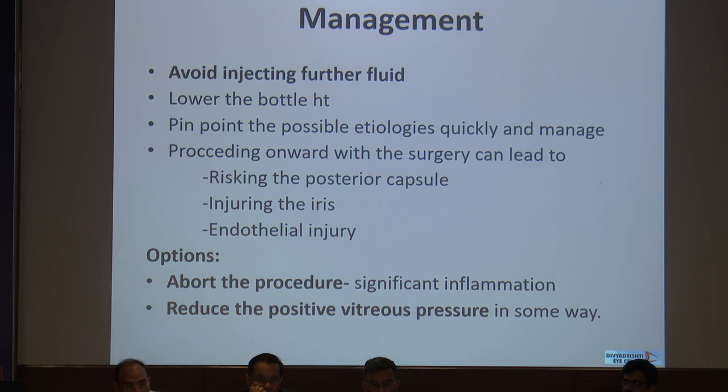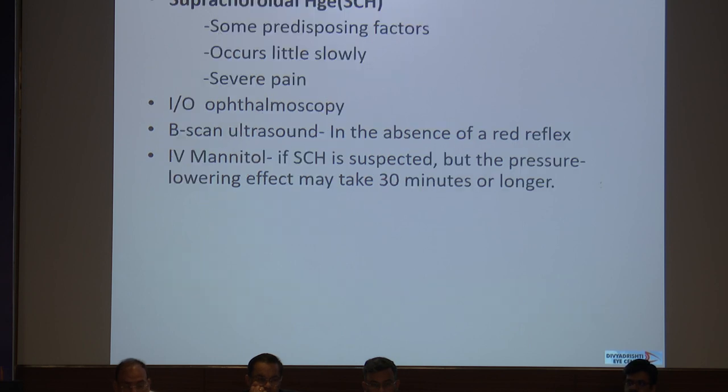and reduce the vitreous pressure. That can be done either by intravenous mannitol or by the procedure which I am going to tell you. But you have to rule out whether the patient has developed suprachoroidal hemorrhage or not. Suprachoroidal hemorrhage occurs very fast, and the patient will complain of severe pain, and there are some predisposing factors, like very old age, hypertension, and particularly a very hard brown cataract.